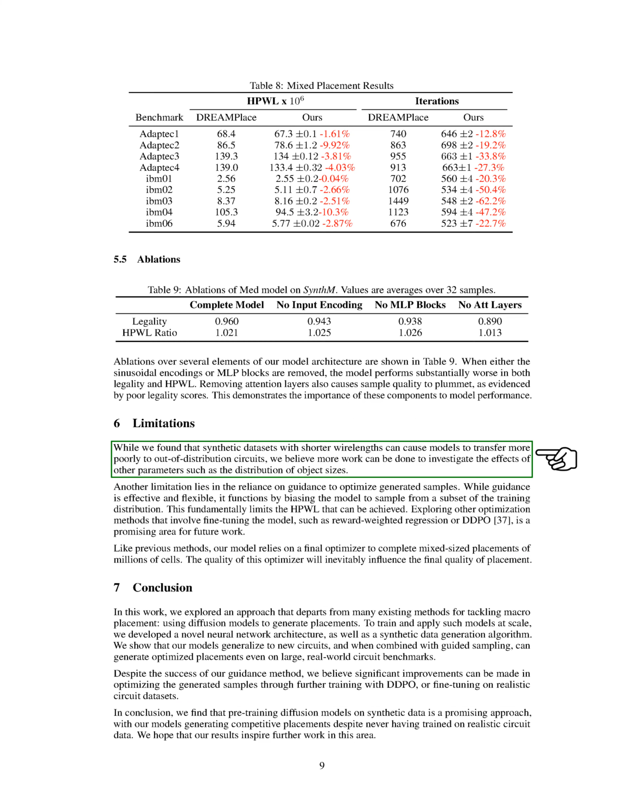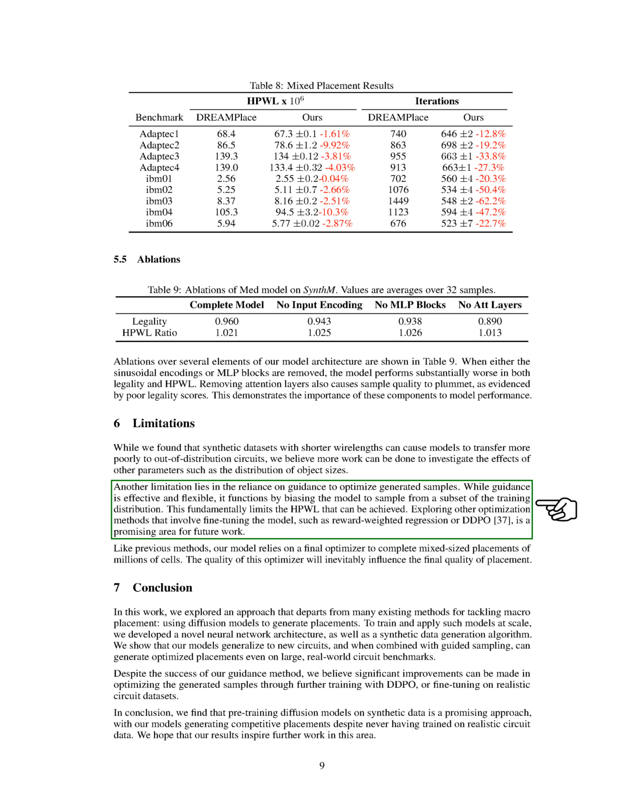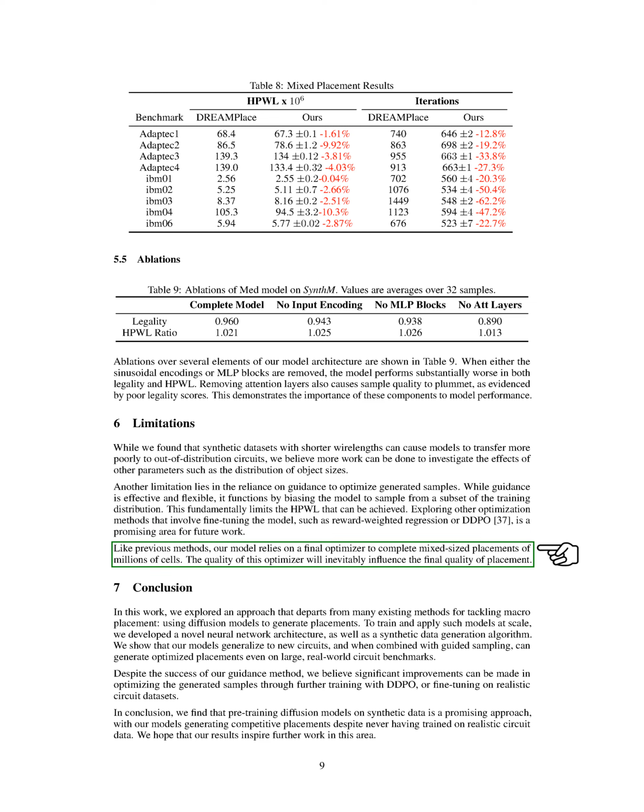While our study highlighted the impact of wire lengths and guidance on model performance, there are still areas for further exploration, such as investigating the effects of object size distributions. Additionally, exploring alternative optimization methods like reward-weighted regression or DDPO for fine-tuning the model could be beneficial. The quality of the final optimizer used for mixed-size placements will also play a crucial role in determining the overall placement quality.